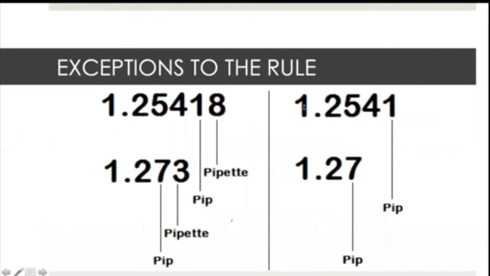All right. I think I have this little visual here. Make sure you screenshot this. This is helpful. All right. Ignore the pipette. Only look at the pips. So like this, when you see 1.25418, you don't see the 8. You see 1.2541. When you put it in your calculator, that's all you're putting in, 1.2541. Ignore the 8. It's too much.